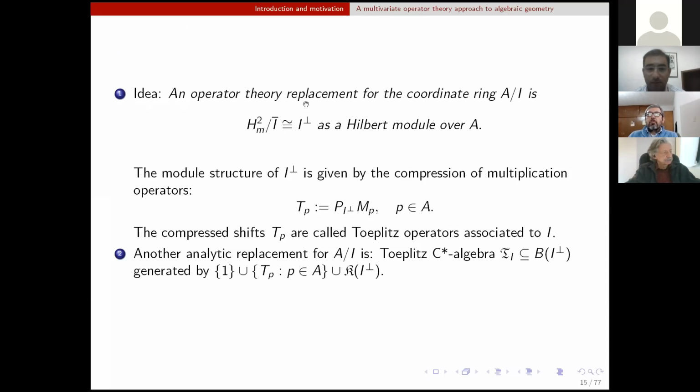Okay, so remember this notation is I-perp. Always I-perp is a Hilbert module over A, right? The module operation is given by Toeplitz operators, I mean, multiplication by polynomials followed by orthogonal projection, and also remember this notation. Basically the set of symbols for Toeplitz operators are just polynomials, and the ideal enters as an inner orthogonal projection.